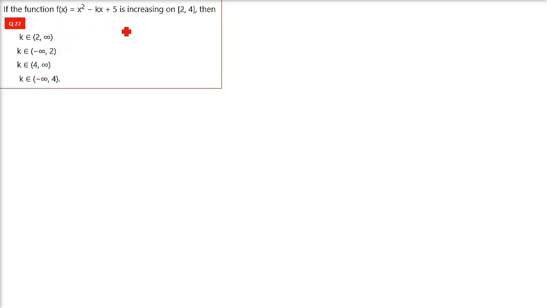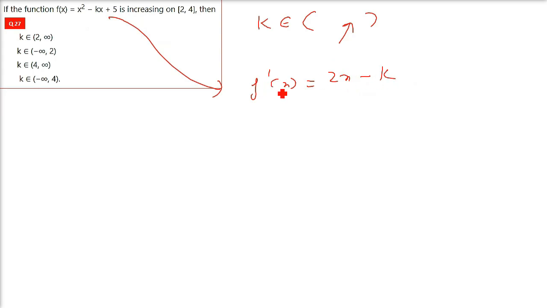If the function f(x) equals x square minus kx plus 5 is increasing on [2, 4], k belongs to where? This is the thing which we have to answer. The only thing we can do here with our concepts is differentiate it. f dash x is 2x minus k, and since it is increasing, it has to be greater than 0. So 2x minus k is greater than 0, so 2x should be greater than k.